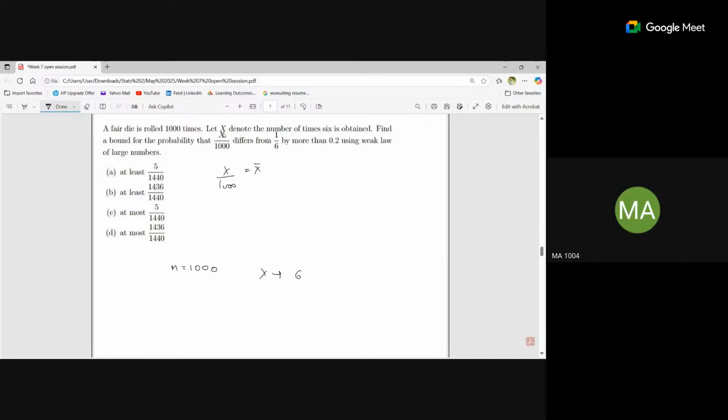Okay. So what is my x? X is the number of times 6 is obtained, right? So I can have different samples. For the first sample, how many times is 6 obtained? Then x2, x3, like that. We are rolling the die 1,000 times, so this will go on till 1,000. So I am dividing the sum of all the samples by 1,000. So this will be what? My sample mean?